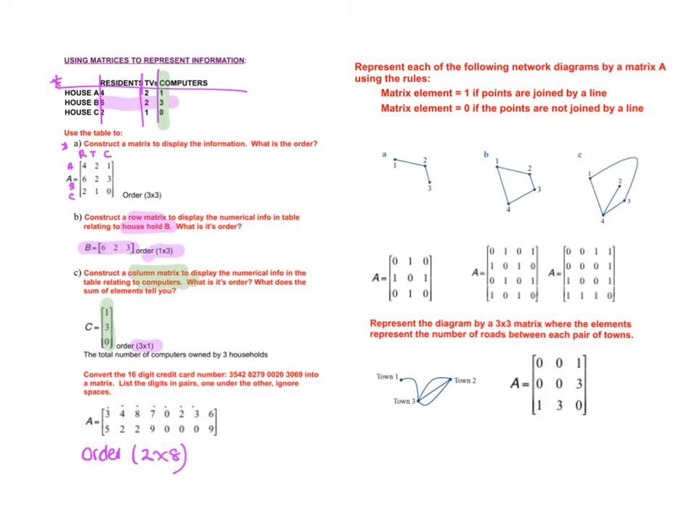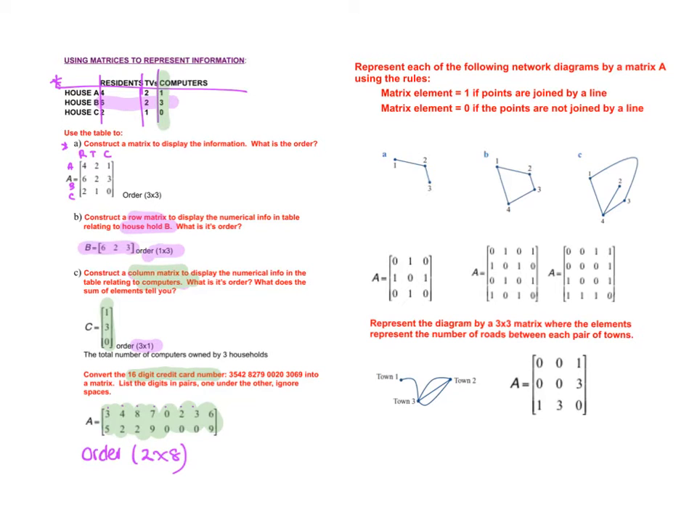This question says convert the 16-digit credit card number into a matrix. List the digits in pairs and they go underneath. This is sometimes how, when you go to EFTPOS or whatever the machines, you think how many numbers could you possibly have? That's why the card gibbers it up like that. So there are lots of different combinations.